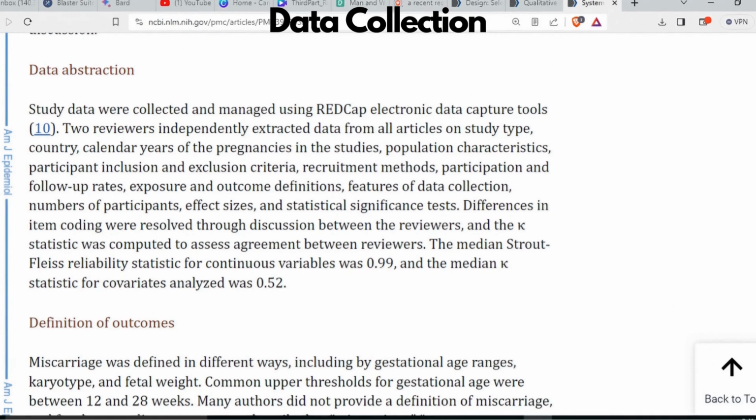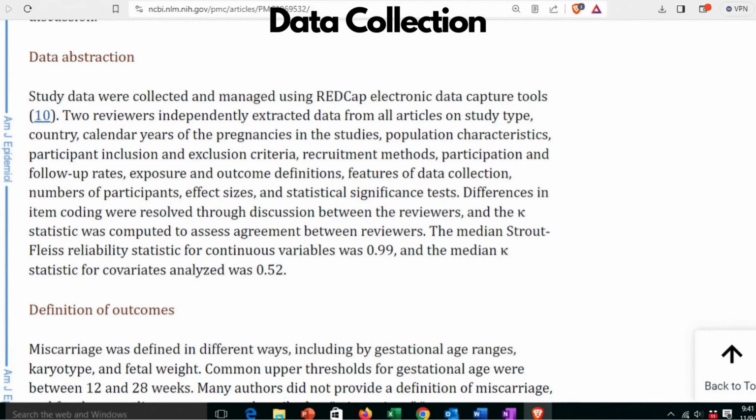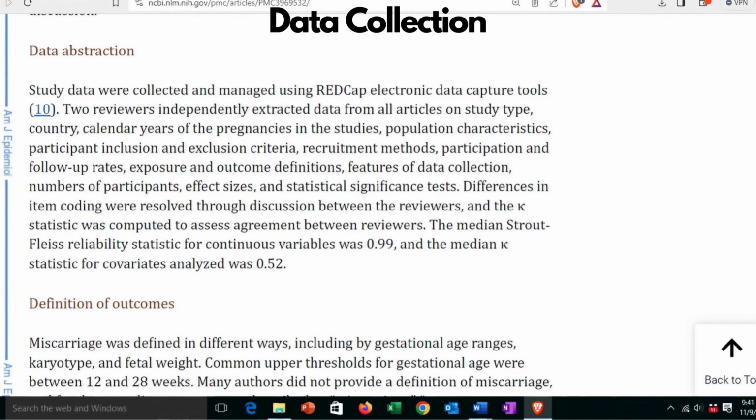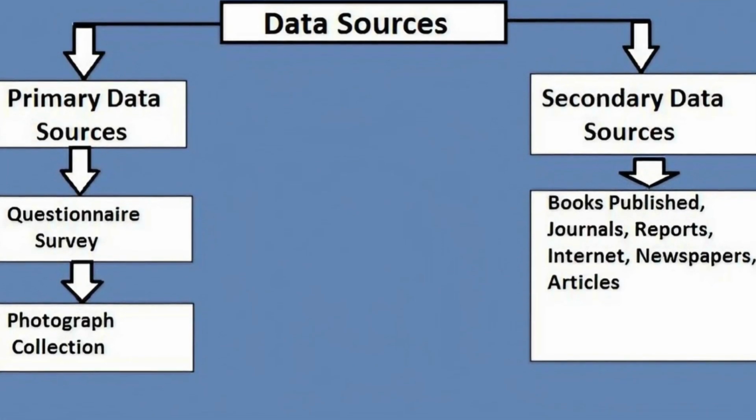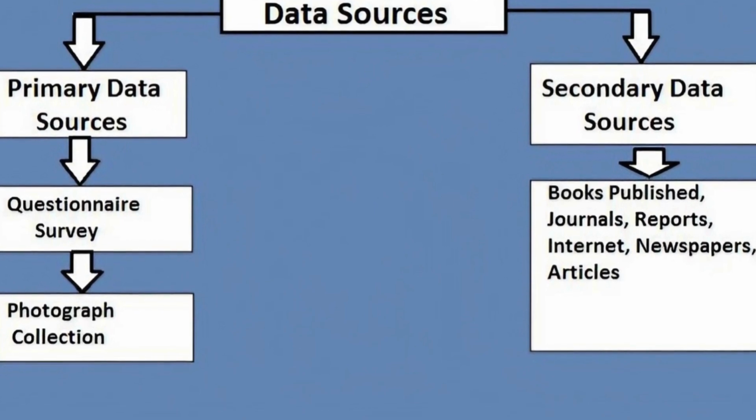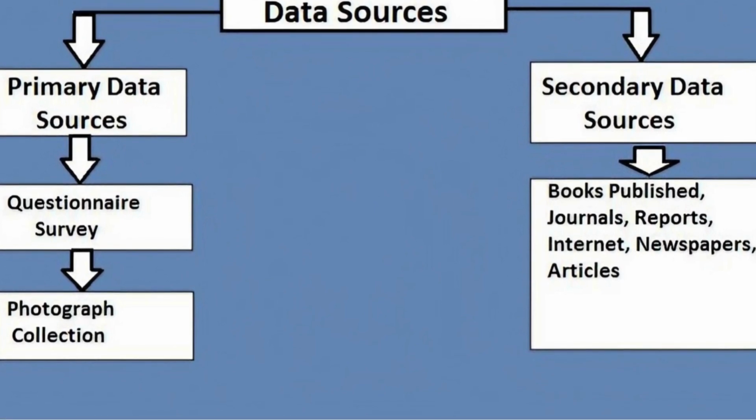Data collection. Explain the methods you use to gather data. This section should cover data sources. Data sources are the origins or locations where raw data or information is found or generated. Some common data sources are surveys, interviews, observations, experiments, databases, and audio or video recordings.